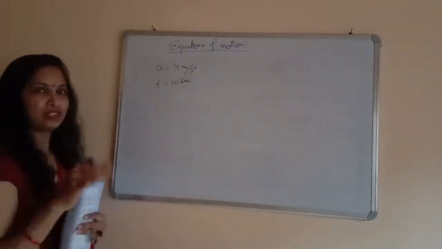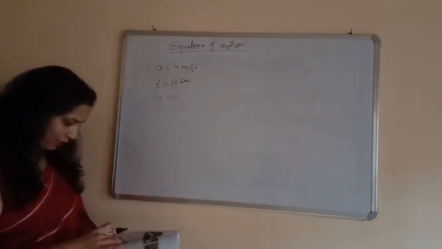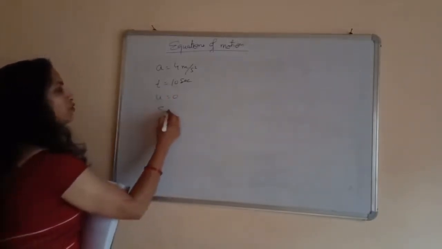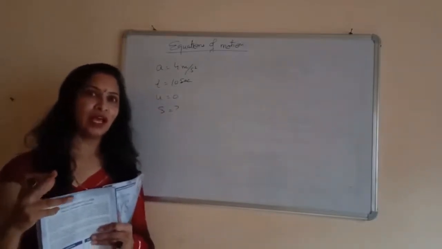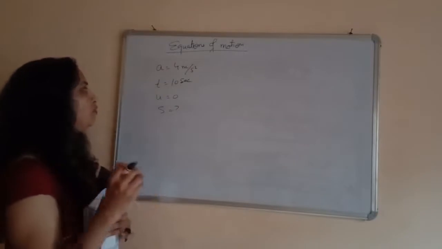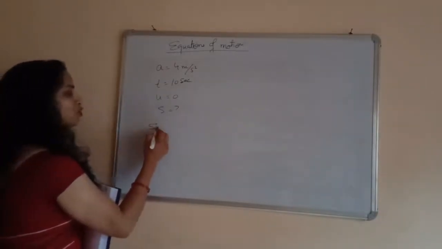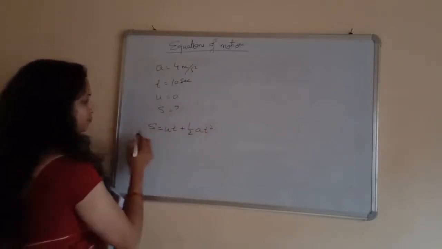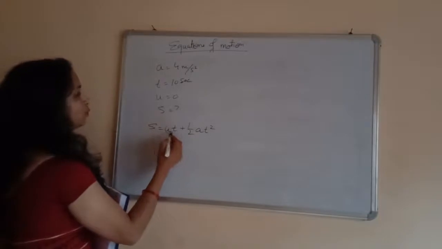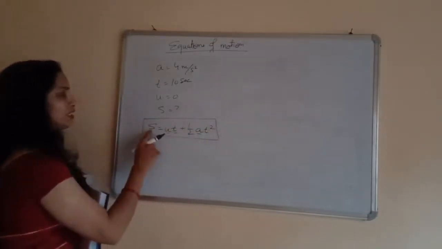After the start. After the start means you have u is equal to 0. What do you have to find? How much distance will it cover? It means you have to find s. Now we have to think about the three equations of motion and choose which equation we will use for finding this value s. So we can use the second equation of motion, s is equal to ut plus half at square. Now we know the values of u, t and a, so we can use this equation for finding s.